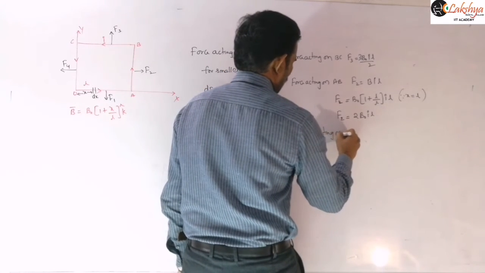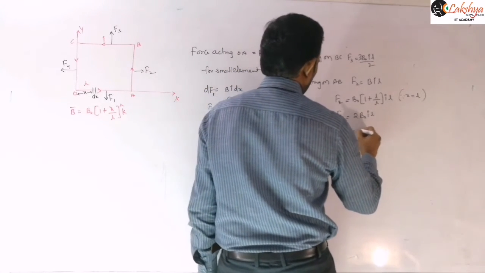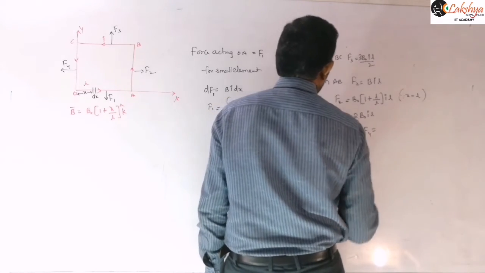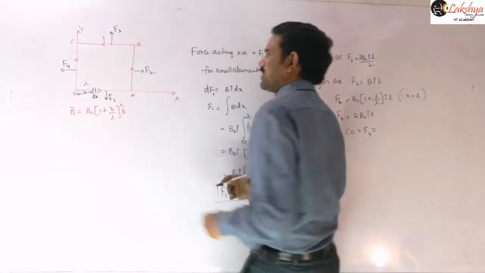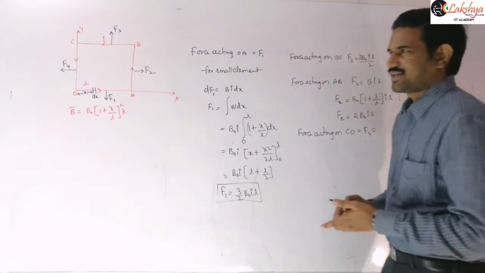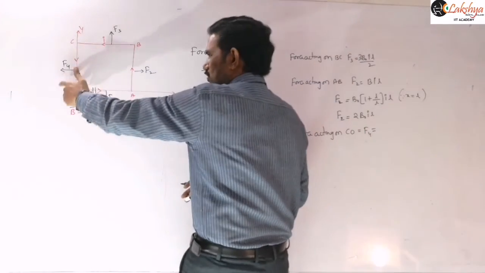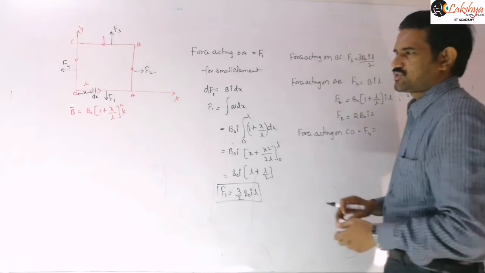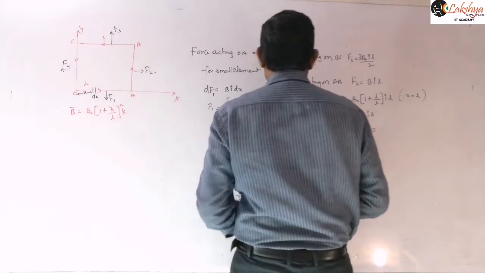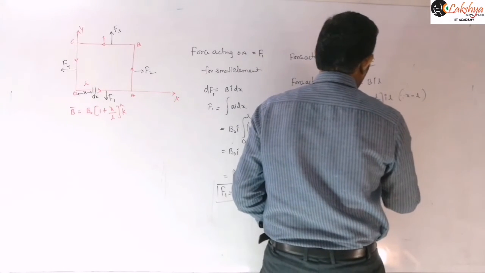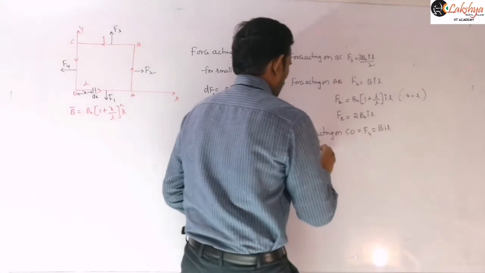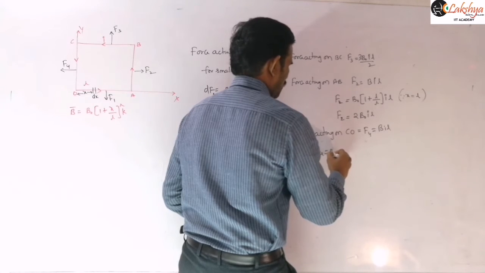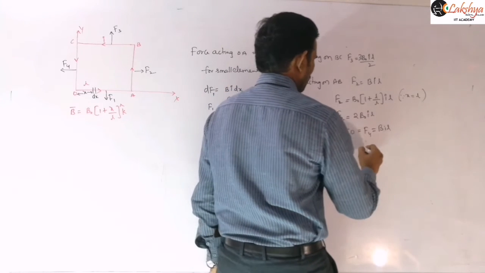Force acting on CO. This is the F4 value. So for F4 also, you will get a similar conclusion here. For this, x is equal to 0 because it is along the y axis. So x is equal to 0 means again the constant field will be there, which is B naught. So then the BIL formula we can write. Therefore, F4 is equal to B naught into I into L.